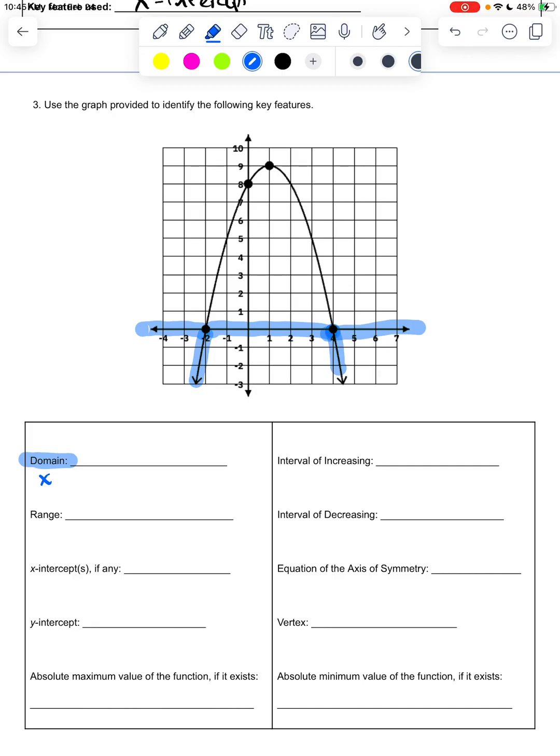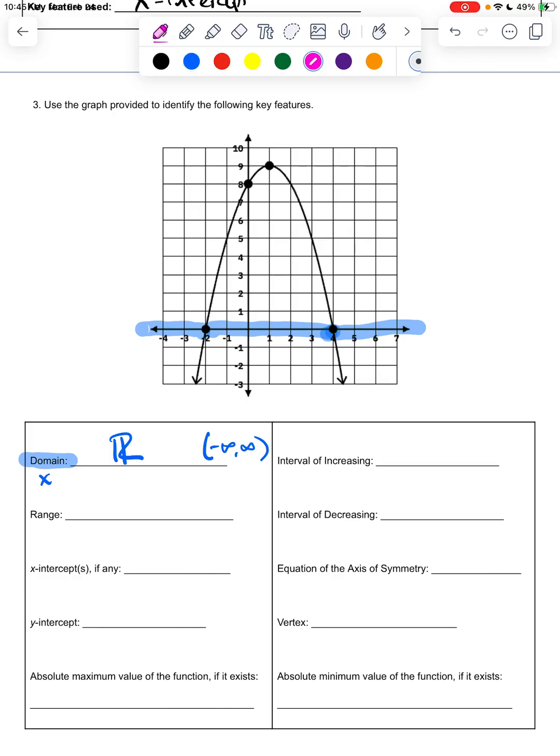So are there any x values that cannot be used? The answer is no. Every single x value will show up somewhere on this graph. So we can say all real numbers is the domain. Some folks might write it this way, from negative infinity to infinity. But those arrows, despite whether they're pointing up or down, are pointing to the left and right as well.